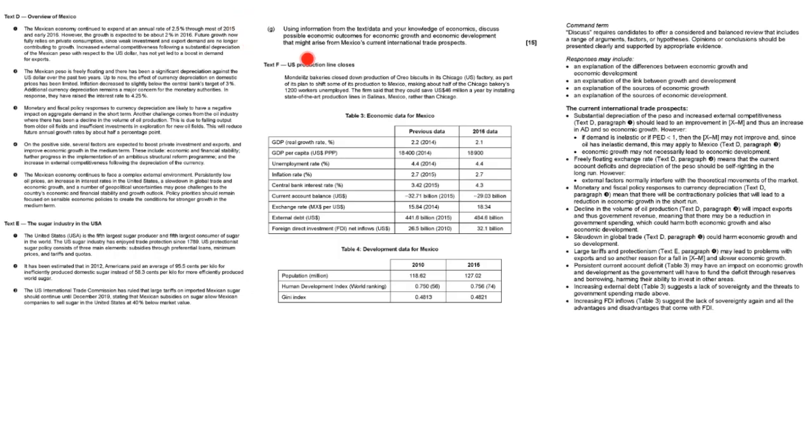In this part, part G, we have to use the information from text D, text E, and text F to discuss what the possible economic outcomes are from the international trade prospect. So first of all, we have to understand the word discuss. Discuss means we have to give a balanced review and include a range of arguments. So there are a lot of responses that we can give.